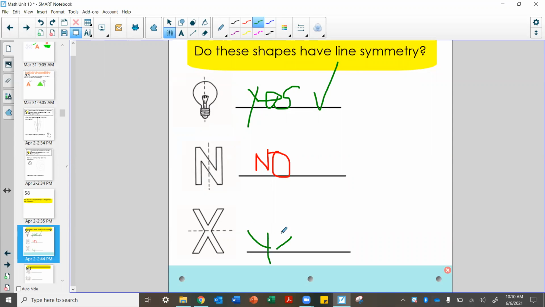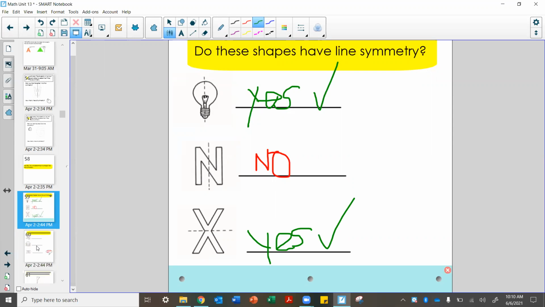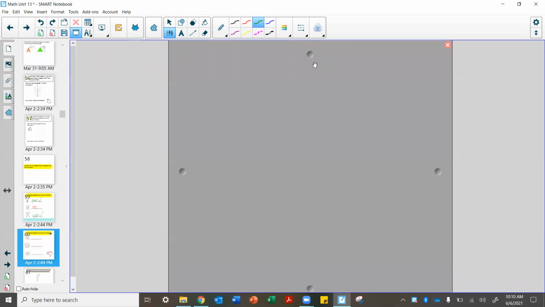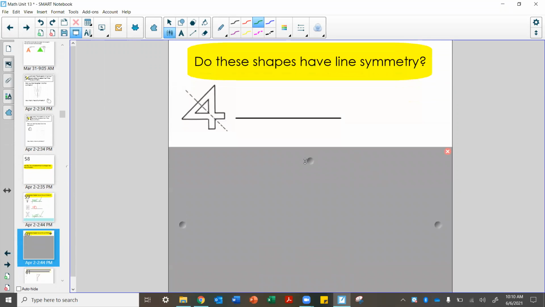And yes, it does, because if you folded the top down to the bottom, it would match up exactly. Okay, next one. All right, the number 4. Okay, think about your next one. Write down on your whiteboard, yes or no. Send me a chat if you are on Zoom.